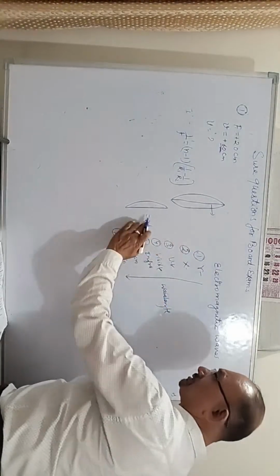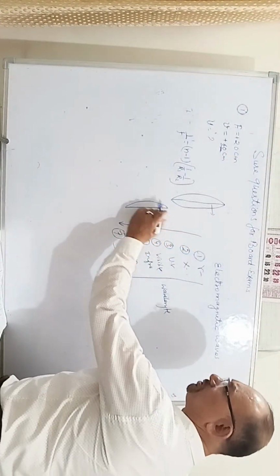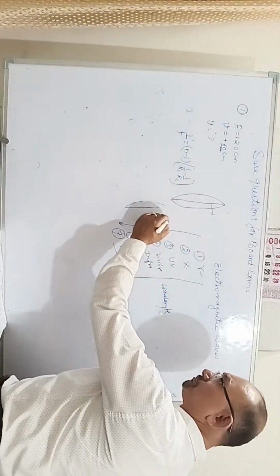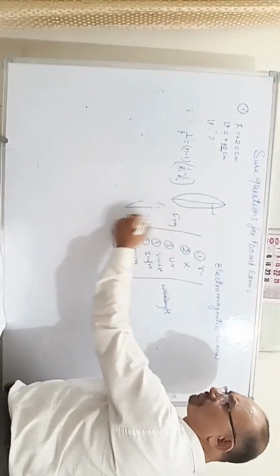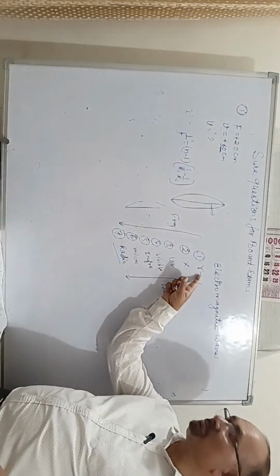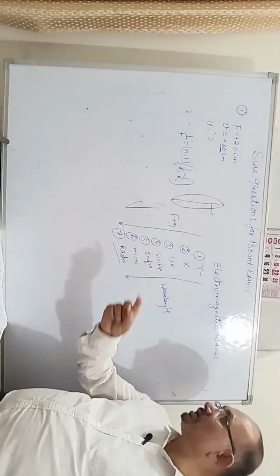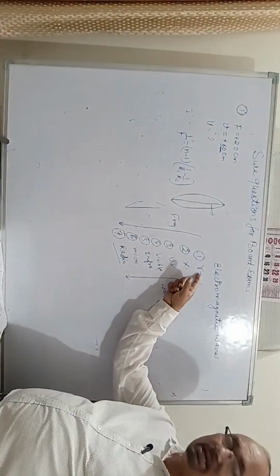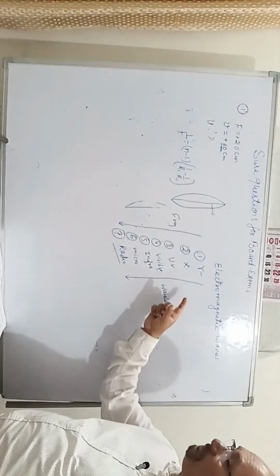Or this is the descending order of frequency. This is the descending order of frequency, or the ascending order of wavelength. Gamma has more frequency, and radio has less frequency and more wavelength. Gamma ray has less wavelength. This is a very important topic, student.